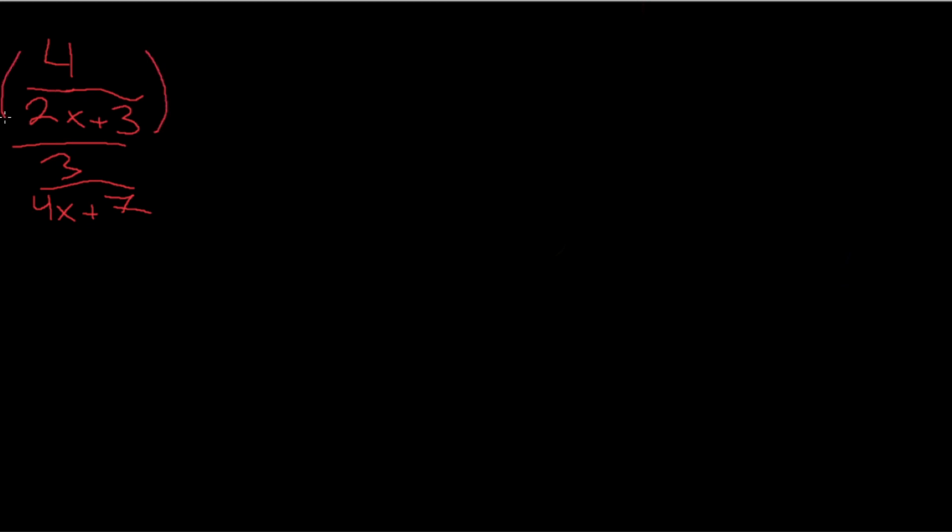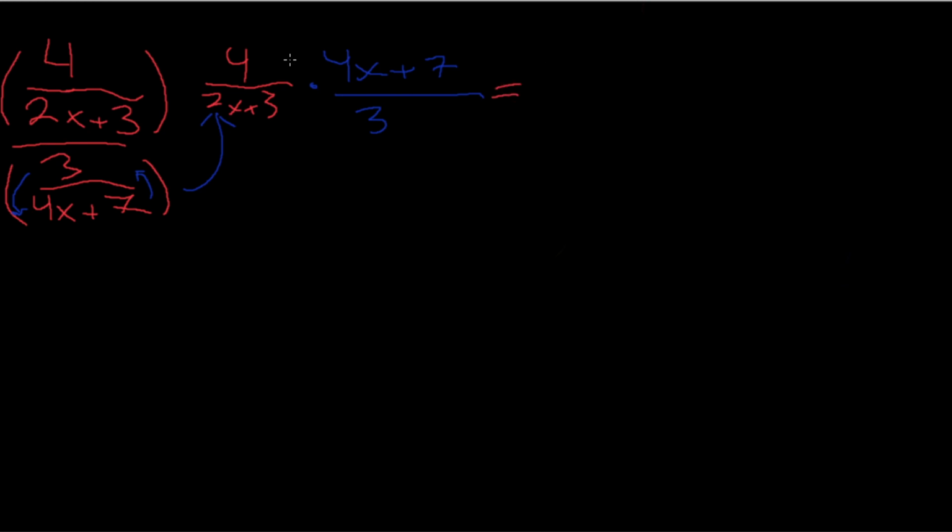So we'll separate top and bottom like that. Then we flip the one on the bottom. Bring our new one up. So we've got 4 over 2x plus 3 times 4x plus 7 over 3. And then we multiply across. Don't forget to distribute. So we've got 16x plus 28.